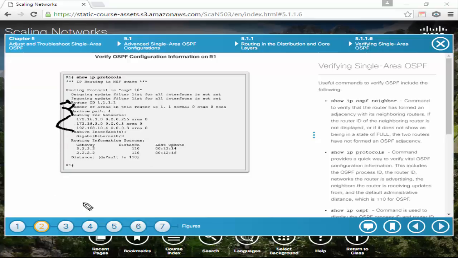What are we routing for? What are our dynamic routes picking up? Where our passive interface is at, and then once again we get the router IDs of our neighbors, and actually it's given us the cost here too.